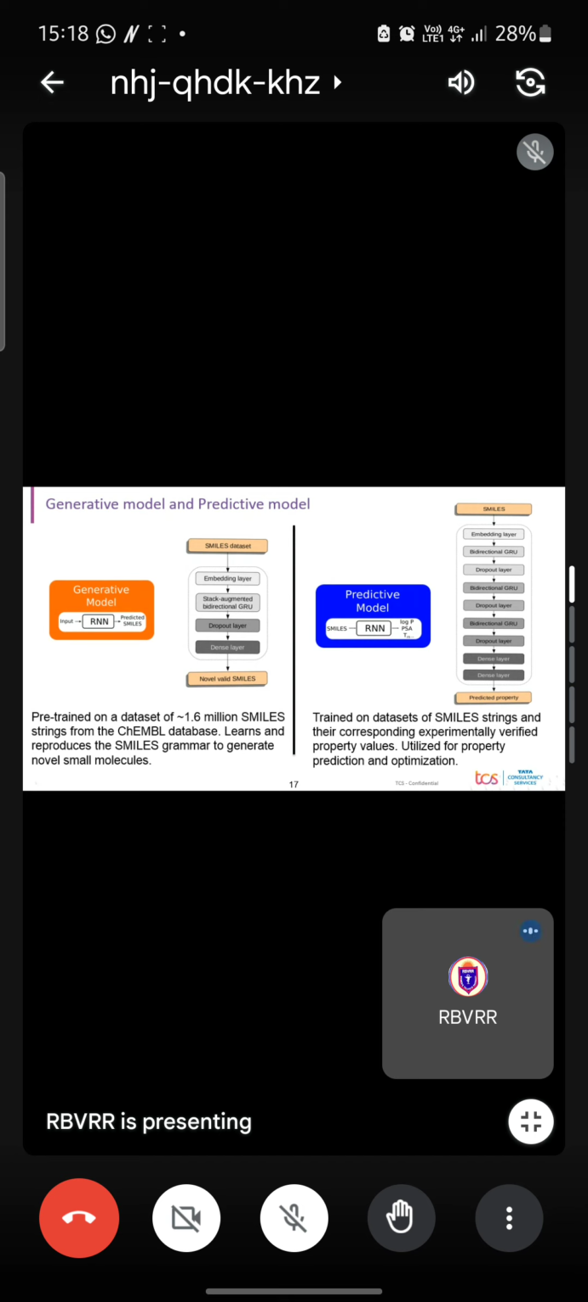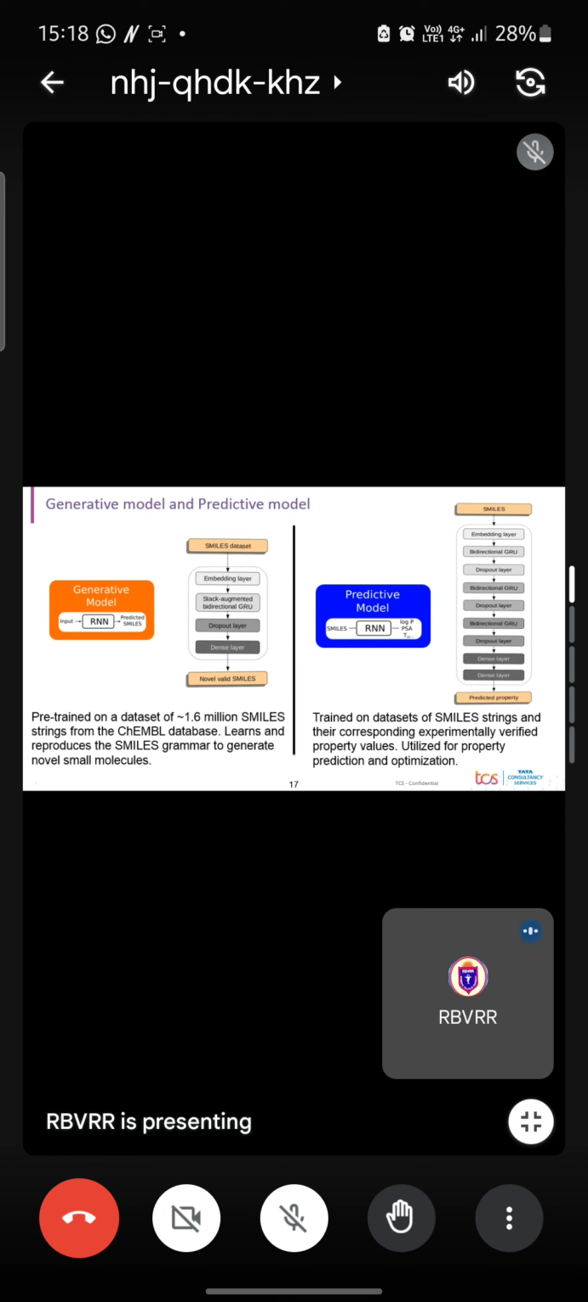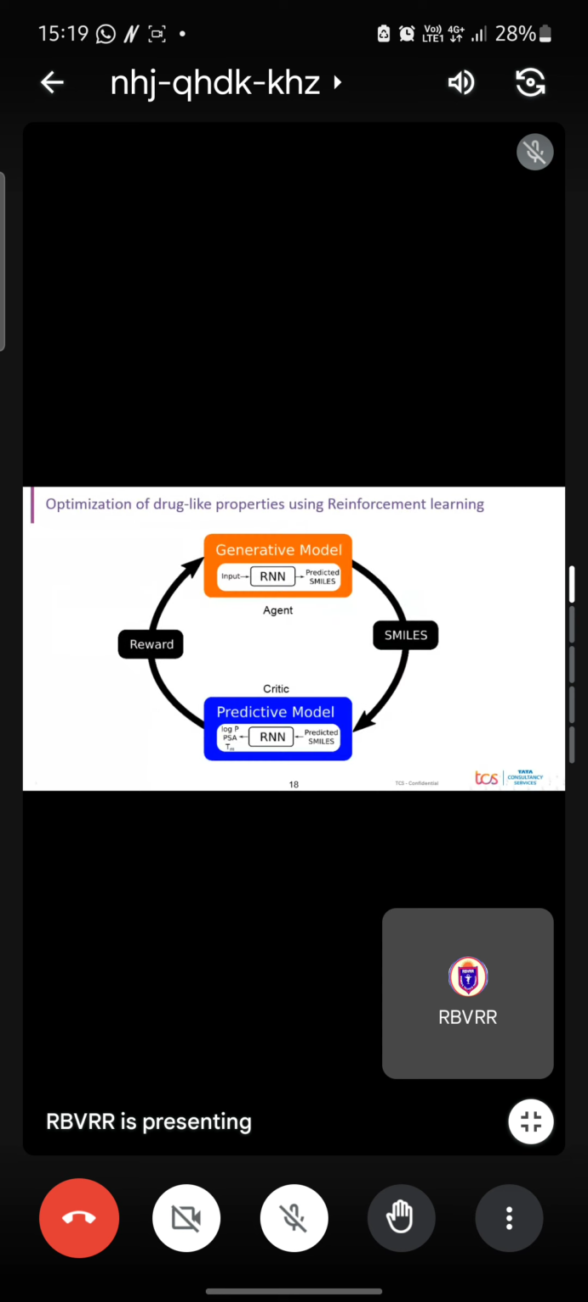So the machine is trained on data sets of SMILES strings and their corresponding experimentally verified property values, and this is utilized for property prediction and property optimization. Remember, when we do all this, we want to have a better molecule than what we have. That's the whole purpose. We can do it by ourselves, or we can ask the artificially intelligent machine to do the work for us.